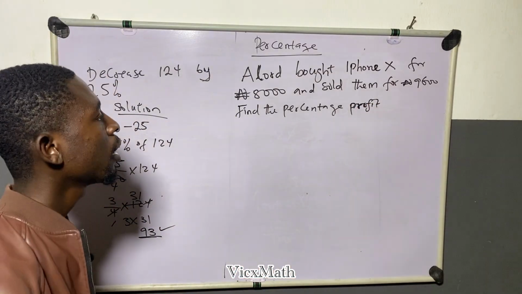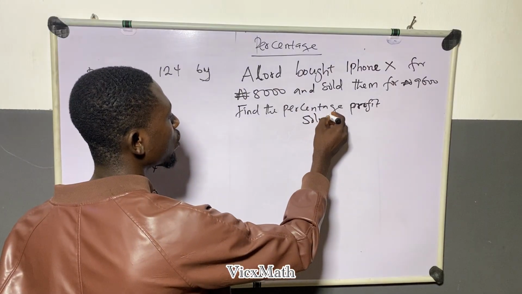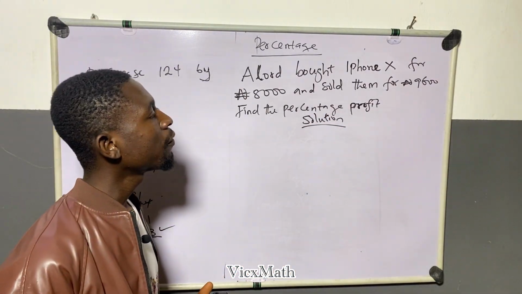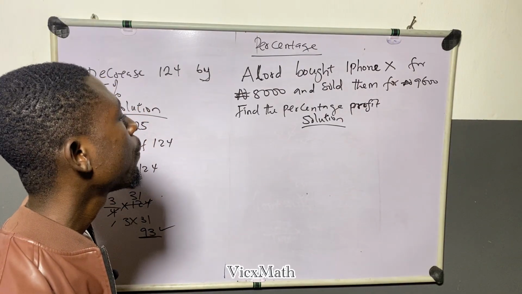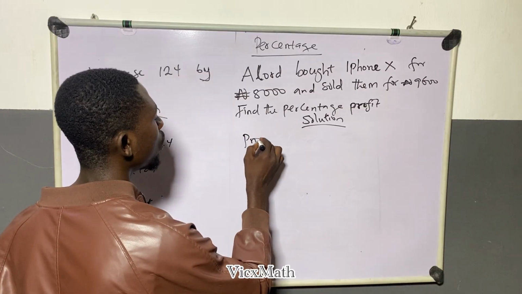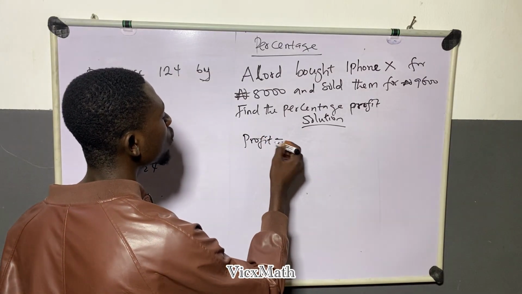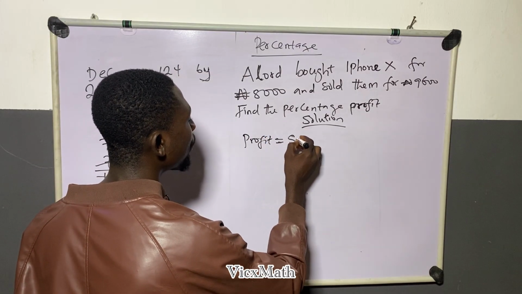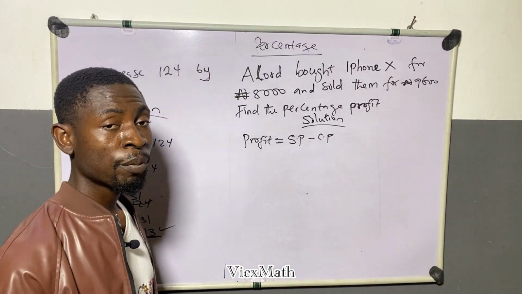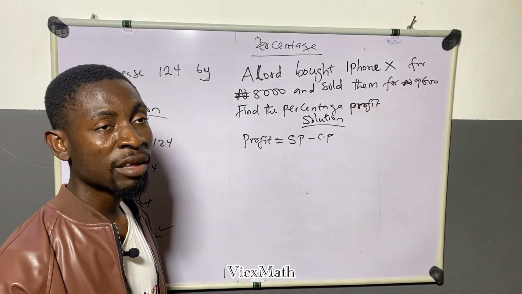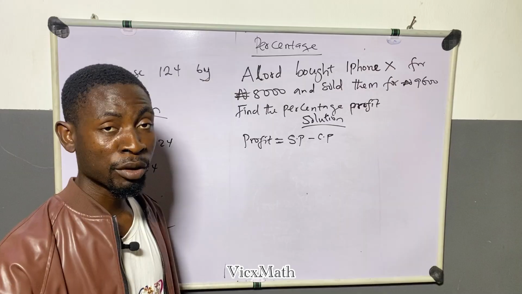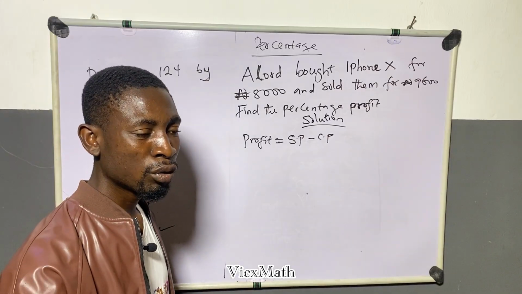So now this is the question, and let's find the solution to this question. A-Lord bought iPhone X for 8,000 and sold them for 9,600. Find the percentage profit. First thing is to know the profit. Profit or gain is equal to the selling price minus cost price. If the selling price is bigger than the cost price, you are making profit. The cost price is the production price, the amount it takes for you to produce an item, or to purchase an item, the amount it takes for you to get hold of something.